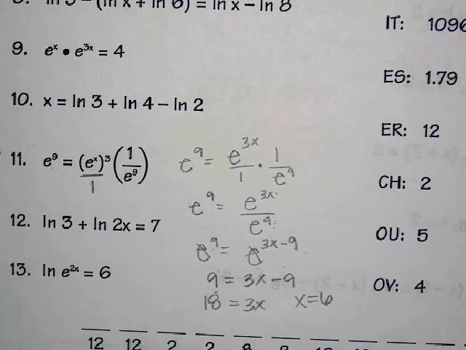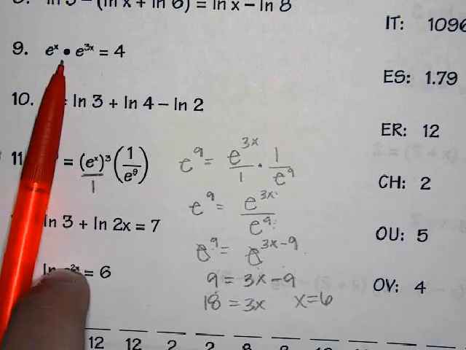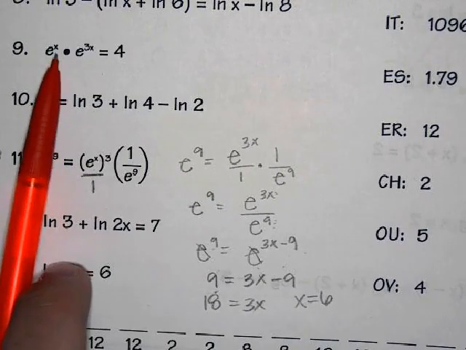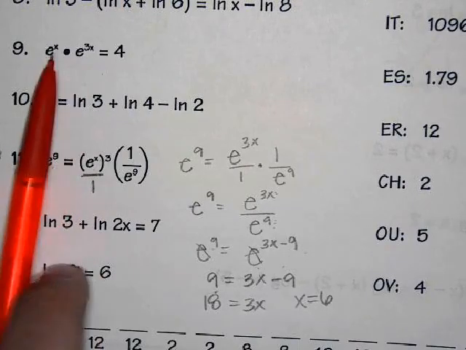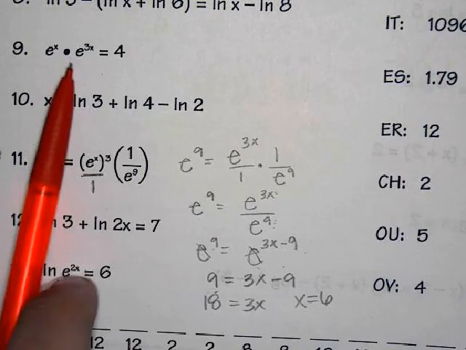Now, you do it again right here. So let's look at number 9. How are you going to multiply these two together? What do you do with the exponents when you're multiplying the two bases together? You add the exponents. So this would be e to the 4x.